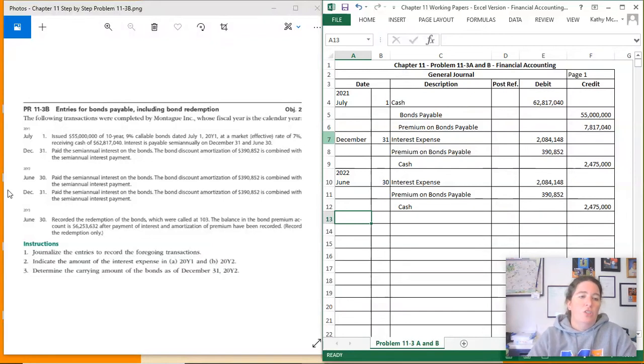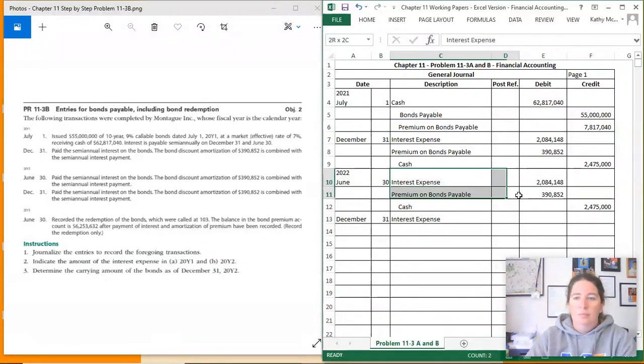Our next question, 2022, December 31st, paid the semi-annual interest on the bonds. The bond discount amortization of $390,852 is combined with a semi-annual interest payment. So again, we're just making another interest payment. So it is December 31st. Whoops, it is December 31st. Interest expense.